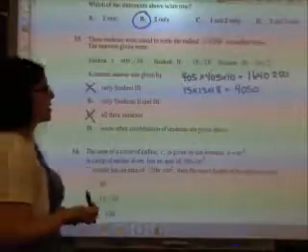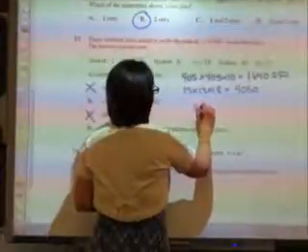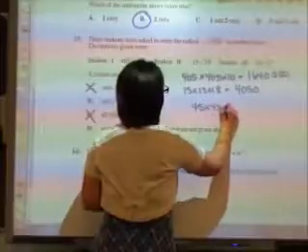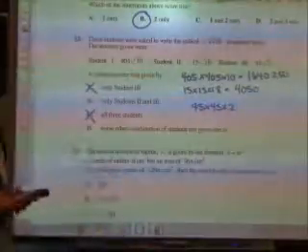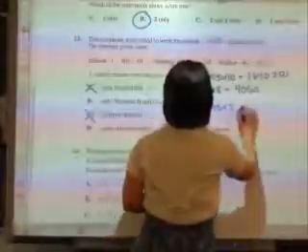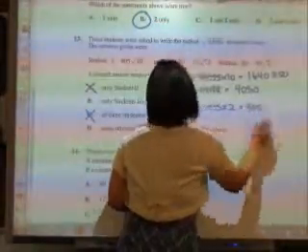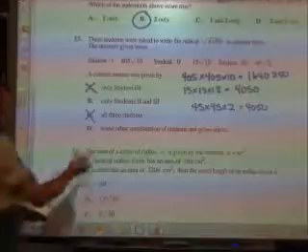So I check student 3. 45 times 45 times 2. So if I check that, I get 4,050. So it could be, or it is only students 2 and 3.